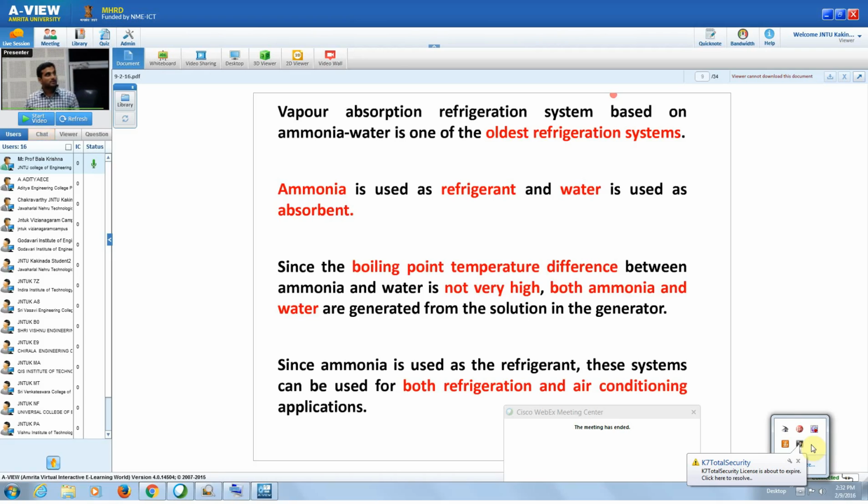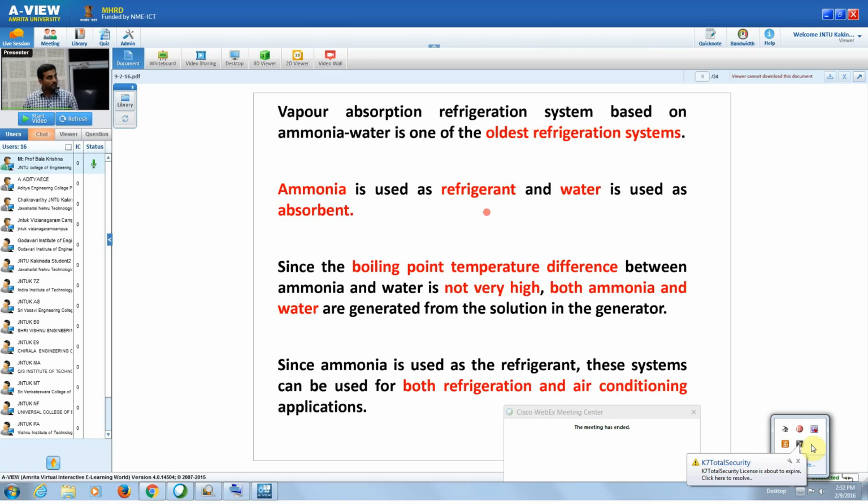The vapor absorption refrigeration system is one of the oldest refrigeration systems. There are records where the vapor absorption refrigeration system was designed around 1850 or 1860. In this system the ammonia and water combination is used, where ammonia is the refrigerant and water is the absorbent. That means ammonia goes into the evaporator and produces the refrigeration effect.